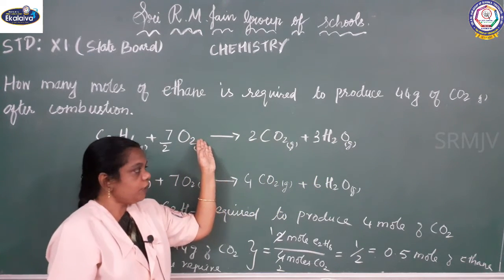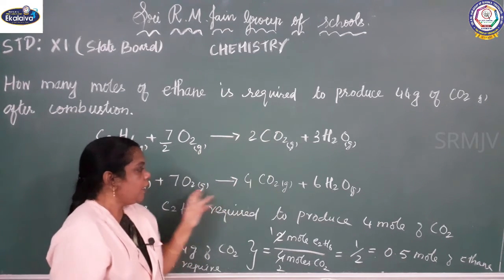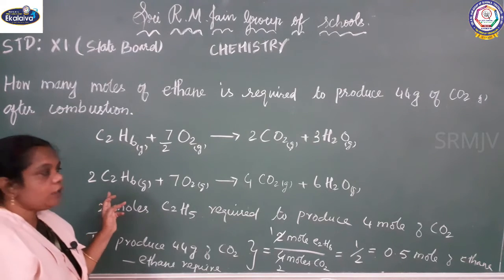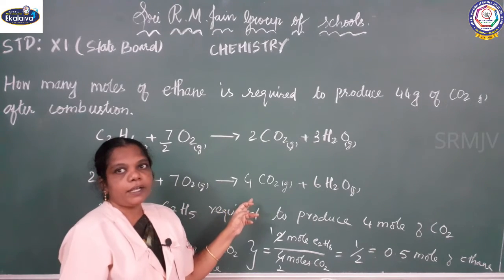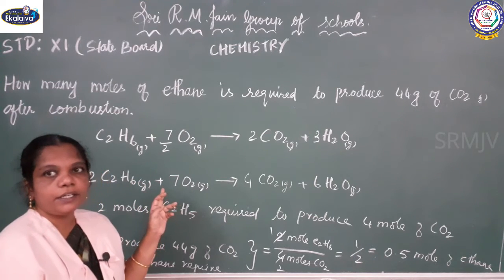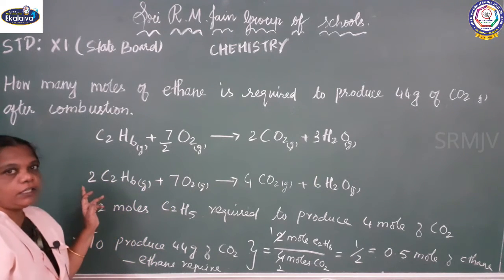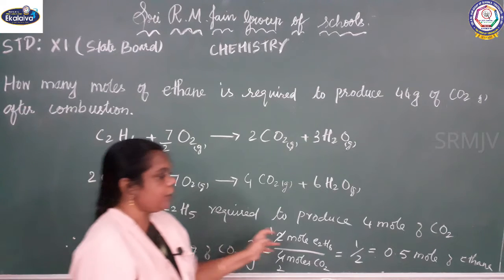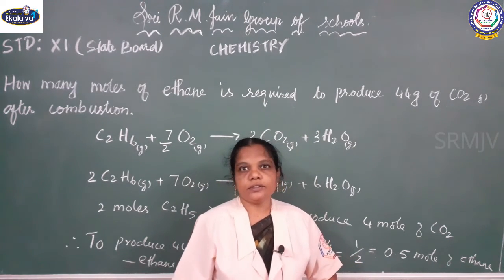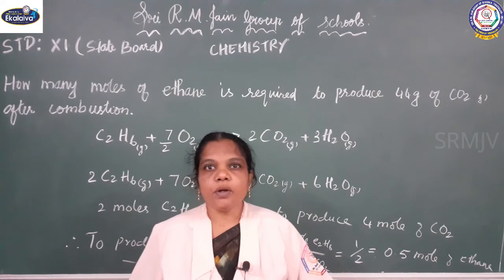You can also easily calculate this from the equation. 2 moles of ethane gives 4 moles of carbon dioxide. So 1 mole of carbon dioxide requires how many moles of ethane? 0.5 moles of ethane. So I hope you understand this problem.